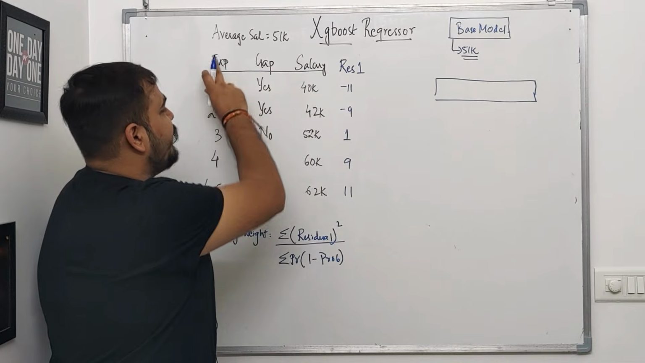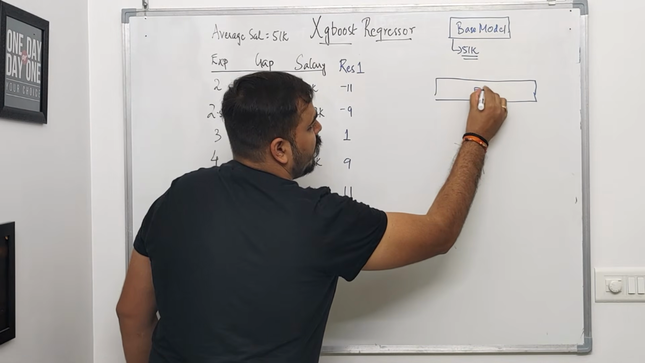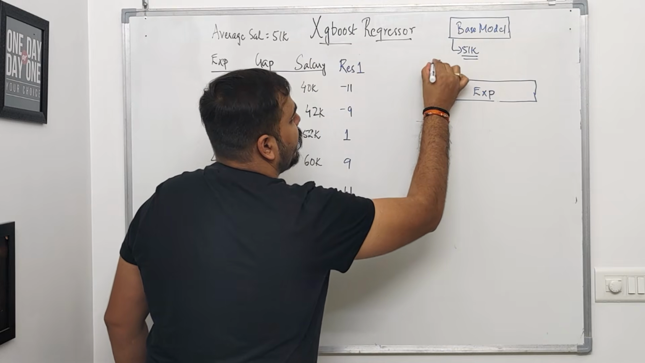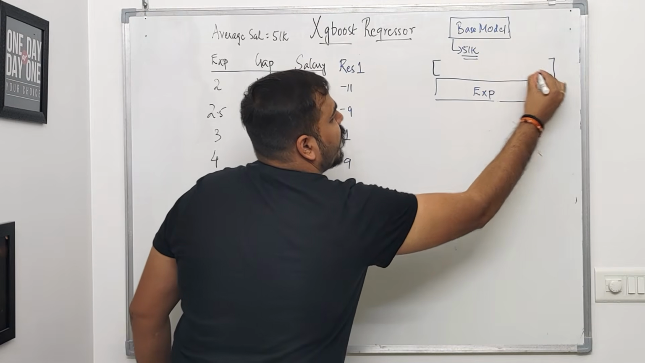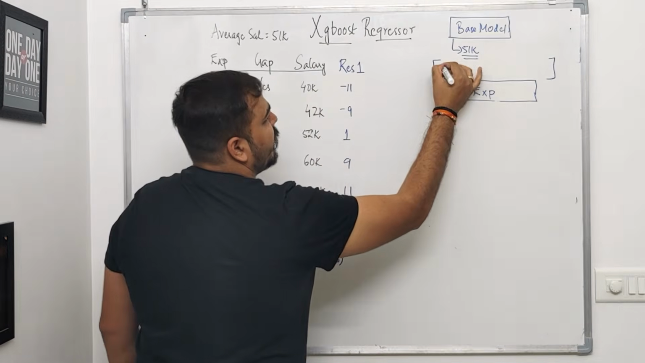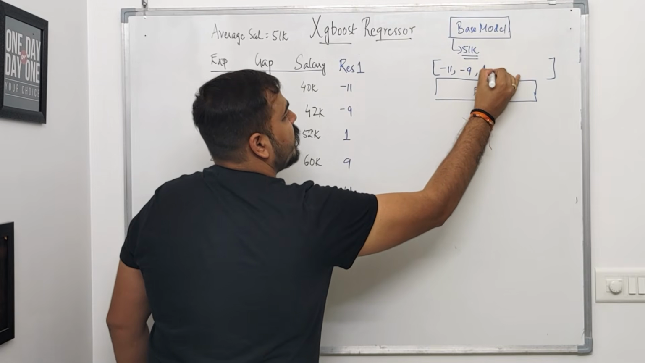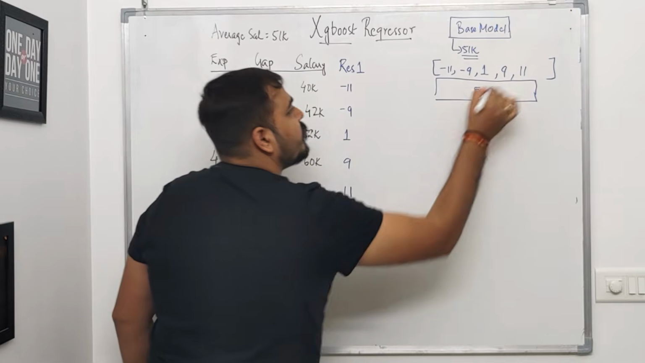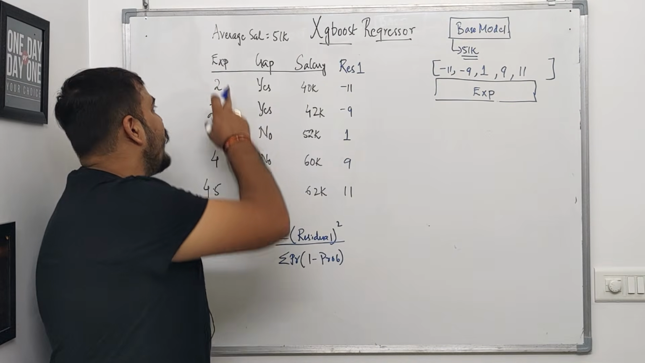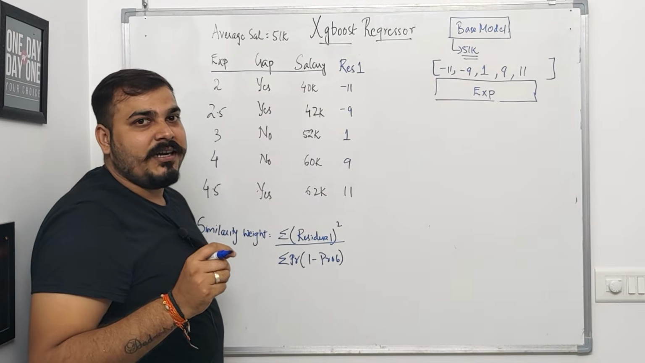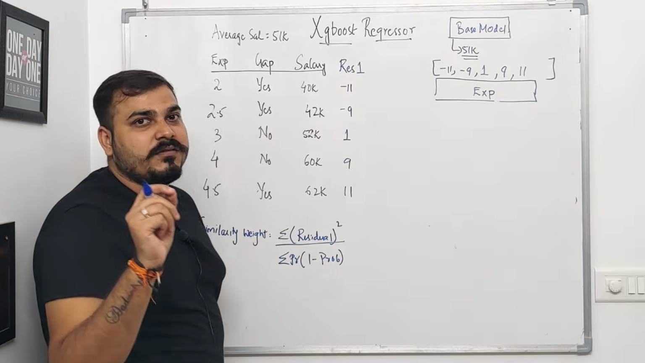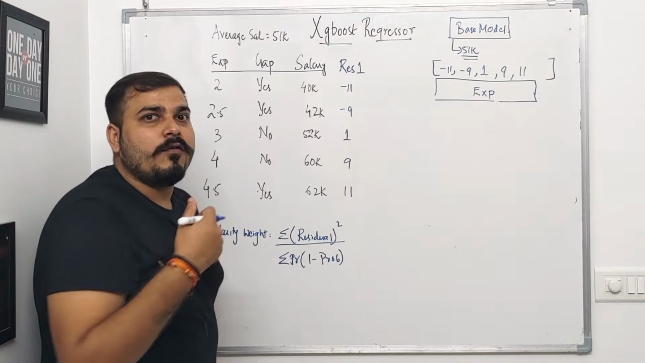Okay. So suppose I take experience. Now in experience, I know all my output values. What are my output values? It is minus 11k, then minus 9, then 1, then 9 and 11. Right? I have this. And remember, experience is not a categorical feature, it is a continuous feature: 2, 2.5, 3, 4, 4.5.